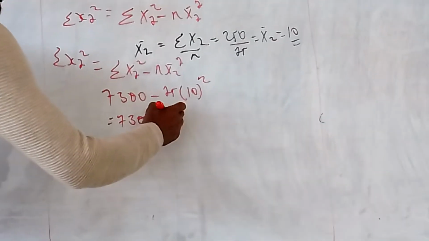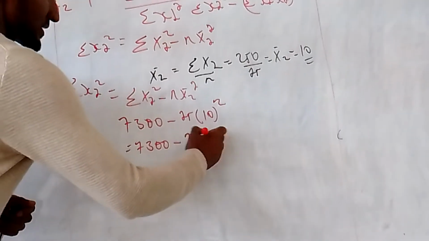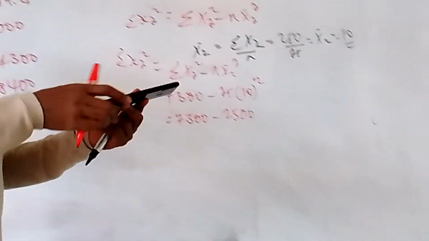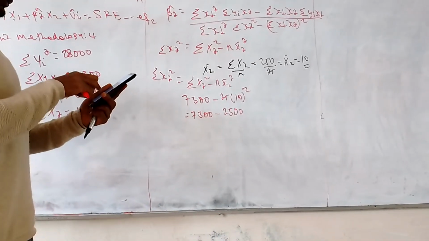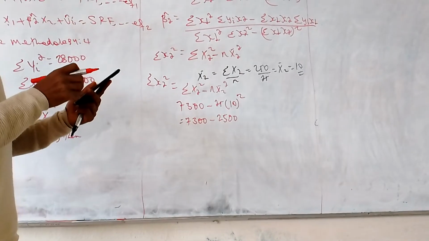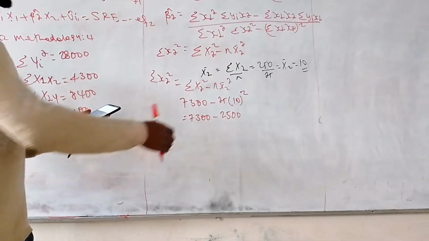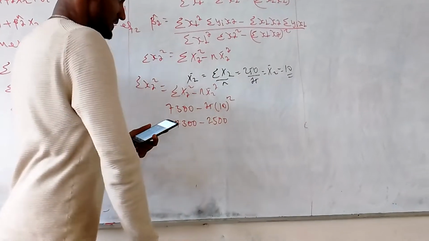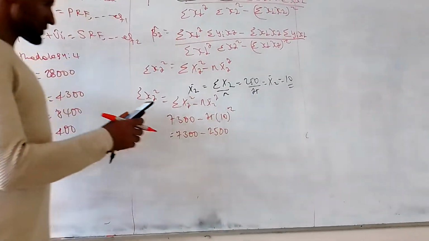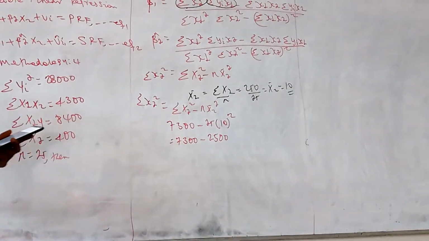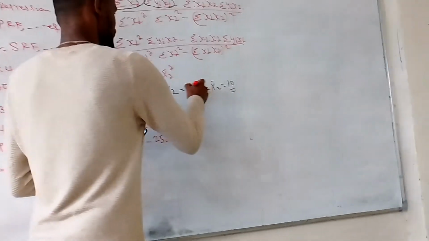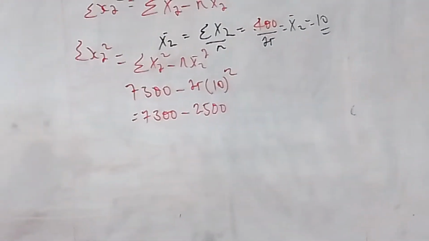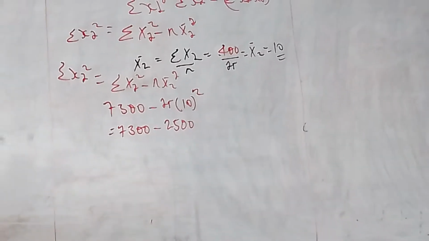7,300 minus 2,500. So the difference between these values will be, let me use a mobile calculator here. 7,300 minus 2,500, the difference will be, this is 100, and also this is 25. So the difference will be, what I mean here, 400, not 215. What is that?